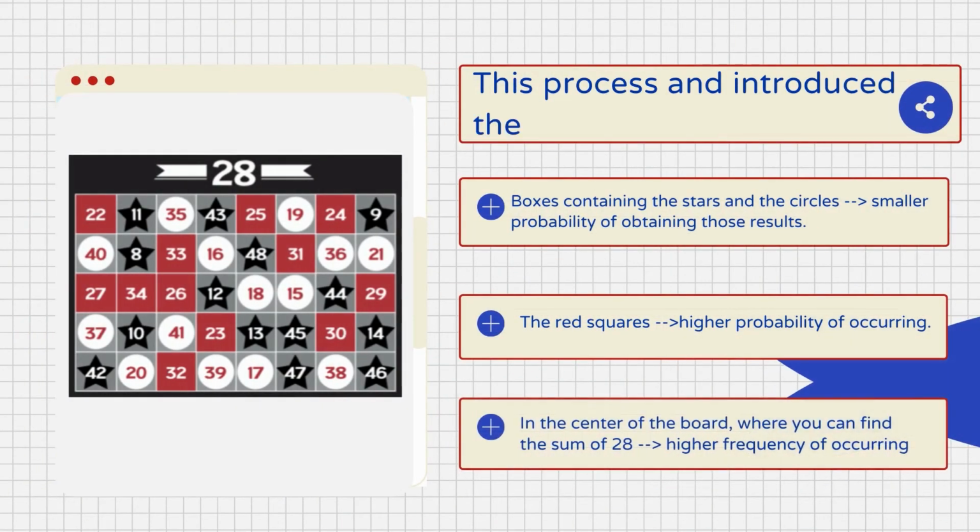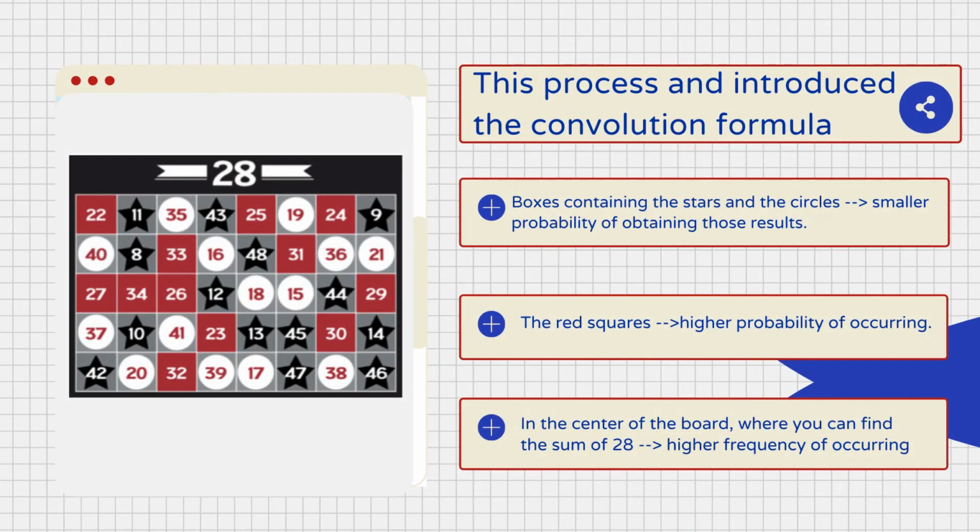So, what was the whole point of explaining all this if all you wanted to know is how you got tricked in Chihuahua? Well, now that we have mentioned this process, introduced the convolution formula and taken into consideration the 8 dice example, let us notice that the values on the board that grant points, which are the boxes containing the stars and the circles, are the ones with the smaller probability of obtaining those results.